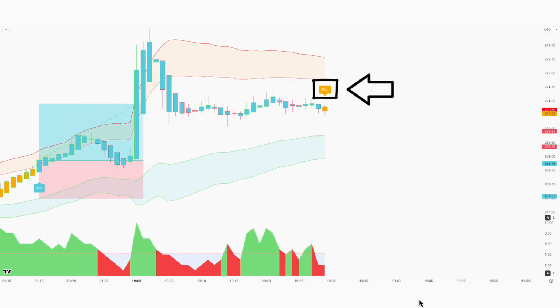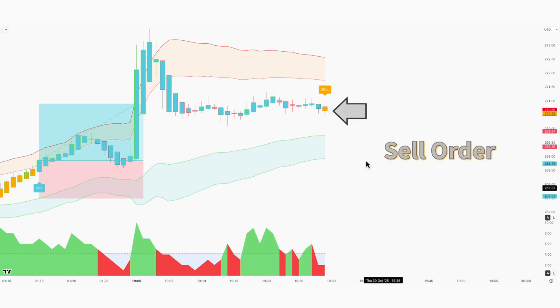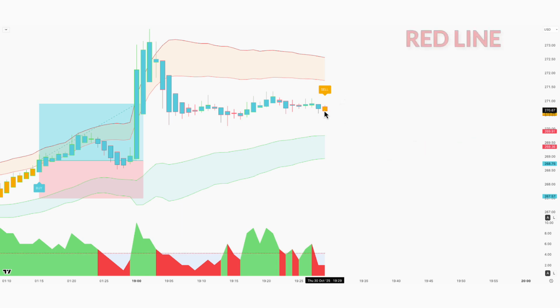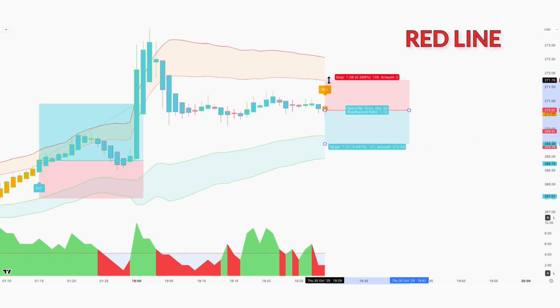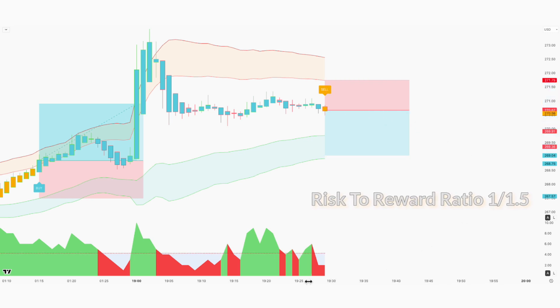Here, the Q trend arrow of this indicator is a sell signal. Here, the Horcrux oscillator is a red area. Here, the market has made a bearish candle to give confirmation. So all our conditions are being fulfilled, so we are placing an order to sell. Our stop loss is to be placed at the red line, and the risk to reward ratio will be 1:1.5.